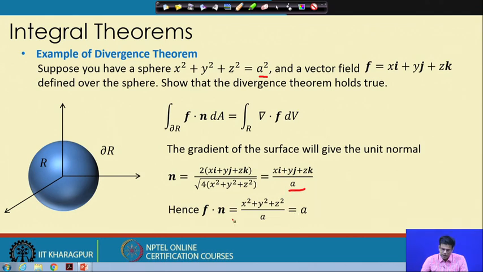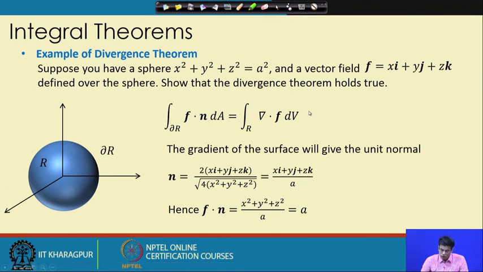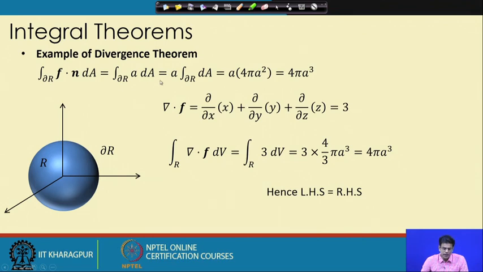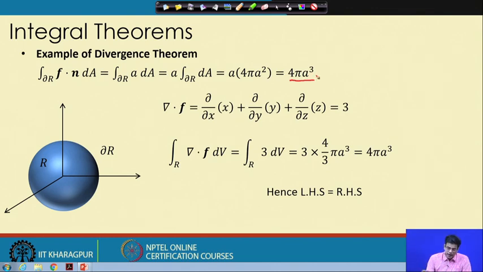Now, f dot n, if I write carefully, is simply x square plus y square plus z square, because the vector field itself is x i plus y j plus z k. So, f dot n is essentially a, because x square plus y square plus z square is essentially a square. Now I have to prove that the integral of f dot n over the whole boundary or whole surface is equal to the integral of del dot f over dV. So, the integral of f dot n dA is a dA. The area of a sphere we know is 4 pi a square. So, finally, the answer becomes 4 pi a cube, which is the integral of f dot n over the surface.